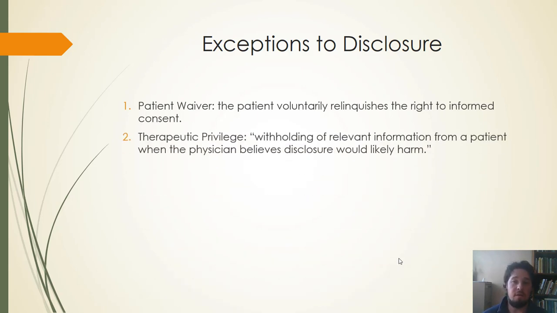Another interesting exception to disclosing information is called therapeutic privilege. And this is withholding relevant information from the patient when the physician or healthcare professional believes that disclosure would likely cause too much harm. And you may want to pause this video and see if you can think of any cases in which, in order to prevent too much harm, the physician or healthcare professional should withhold information.